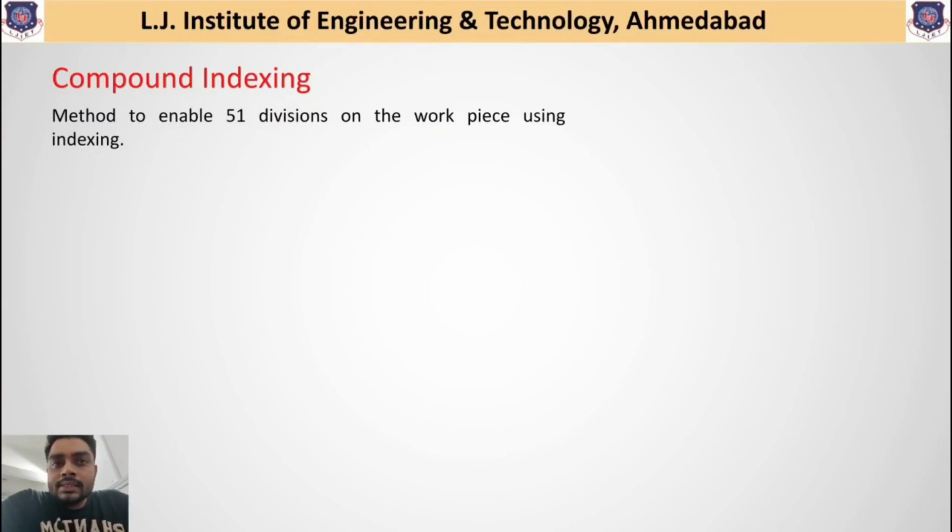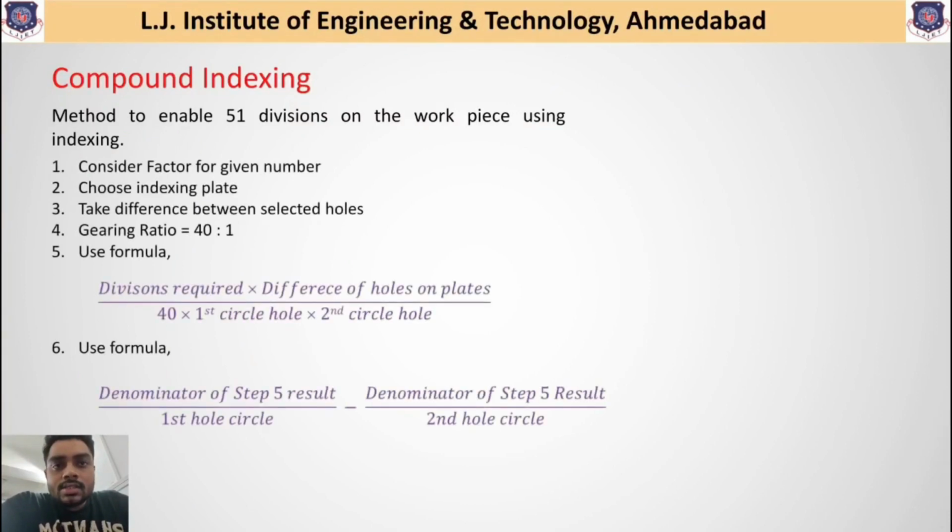So for compound indexing, to generate 51 divisions, follow the same steps that we discussed in our previous example. The steps are shown over here, and using these steps try to solve it on your side and compare it with the solution I am giving over here. The first step is to find the factors of the given number. So 51 is factorized as 17 into 3.